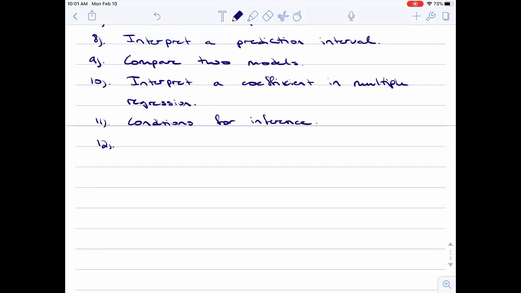So question 12, again, you have to interpret the output. And so interpret the output.